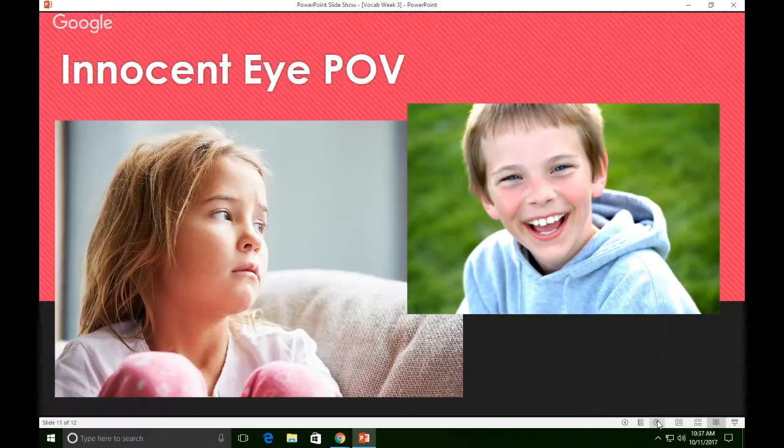Now there's just two more left, and one of them is innocent eye. Innocent eye always has to be paired with one of the points of view that I've talked about previously. So innocent eye, but first person. Innocent eye and third person omniscient, or innocent eye plus whatever. But when you have an innocent eye narrator, you have the perspective of a child, right?